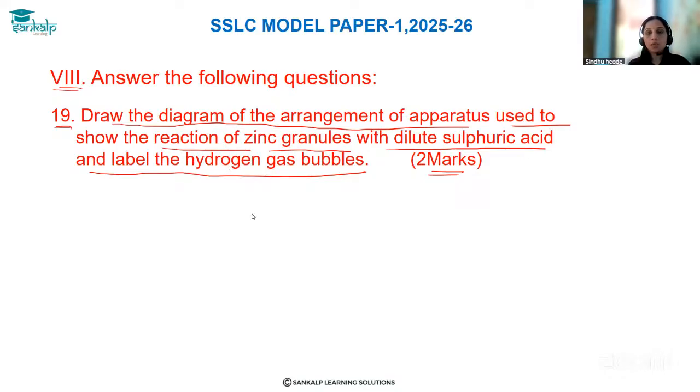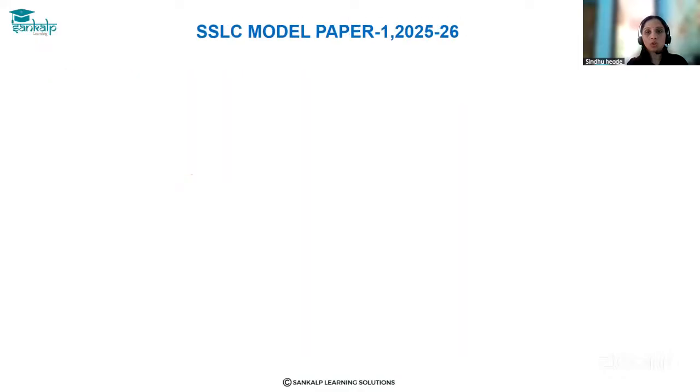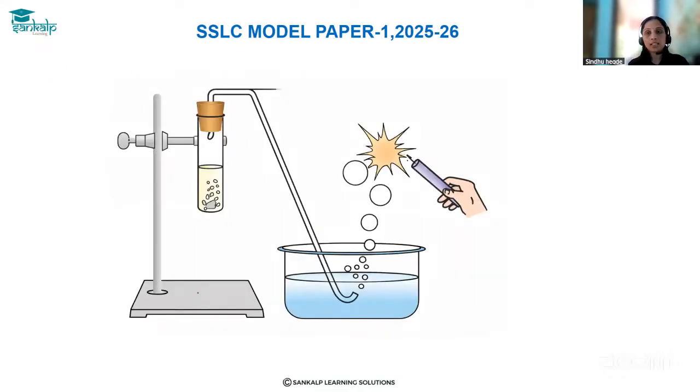Now we will see how to draw the diagram. Okay, see, this is the diagram. You should draw the diagram like this. It contains one stand and then one test tube. In that test tube, there are zinc granules. These are all zinc metal, and it is in the solution, that is sulfuric acid. After the zinc granules react with the solution, it gives hydrogen gas bubbles. You should label that here.